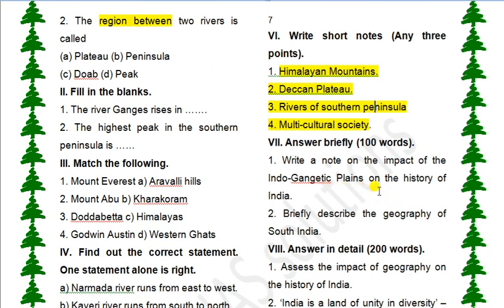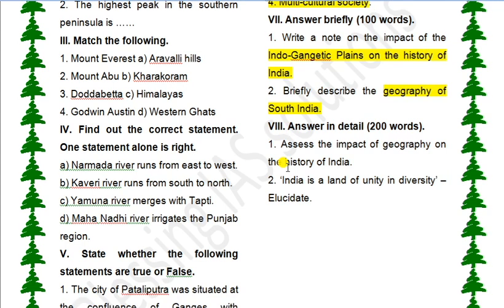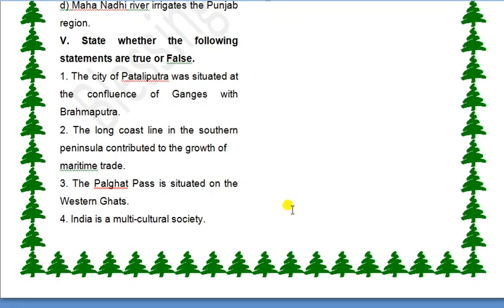For 100 marks questions, write a note on the importance of the Indo-Gangetic plains in the history of India and its impact, and briefly describe the geography of South India, and assess the impact of geography on the history of India, and India is the land of unity in diversity, explain. So this is really going to be useful for you guys.